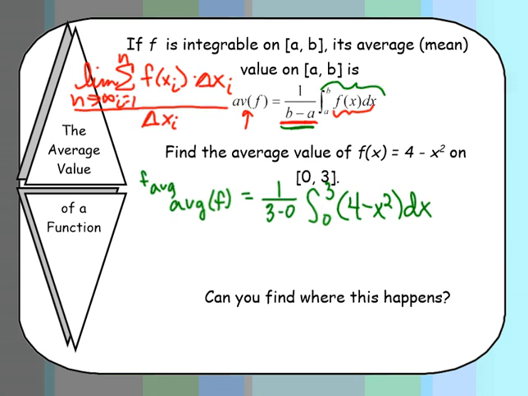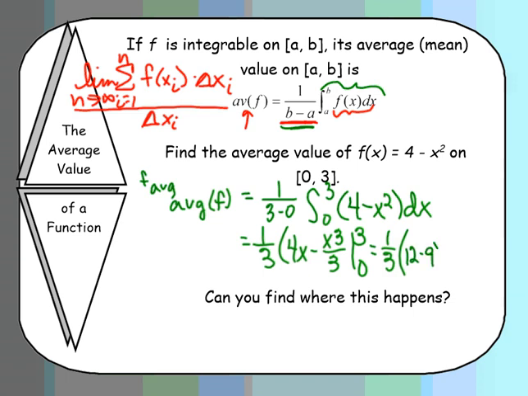So, anyway, there is your integral. And so, therefore, you've got 1/3, and when you integrate that, you've got 4x minus x cubed over 3, going from 0 to 3. So you have 1/3. And when you plug in your 3, you're going to end up with 12 minus 9 from the first little bit, and then, of course, minus 0 from the last little bit. And so you should end up on that with 1. All right, so that's your average value of f of x.